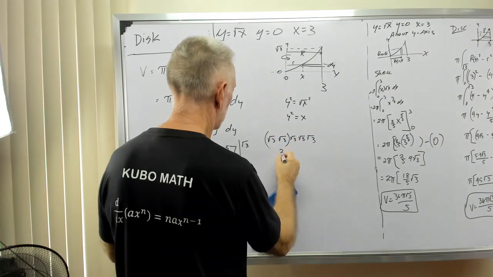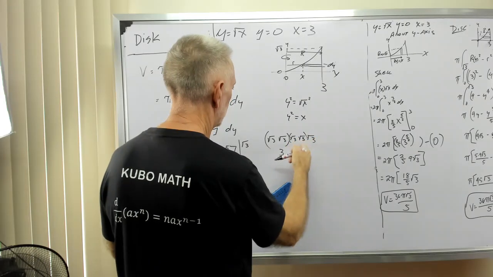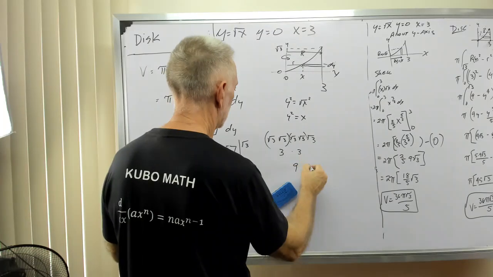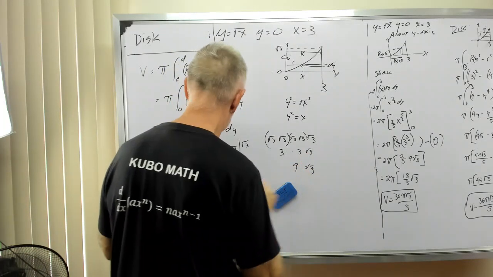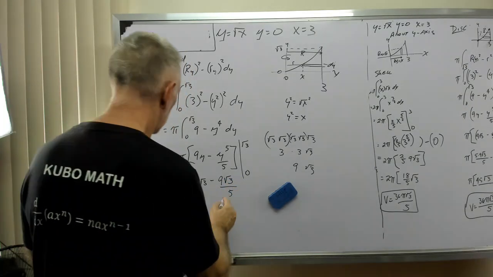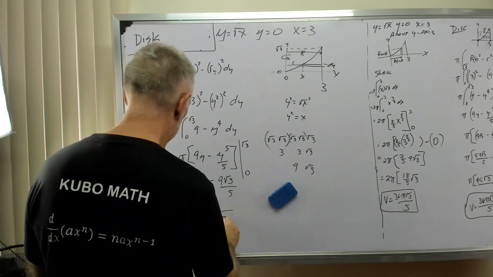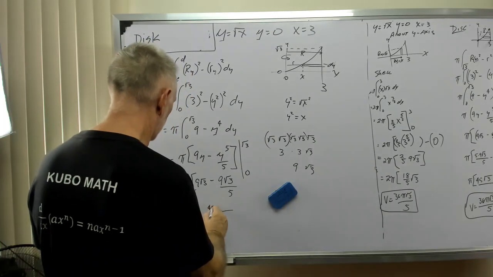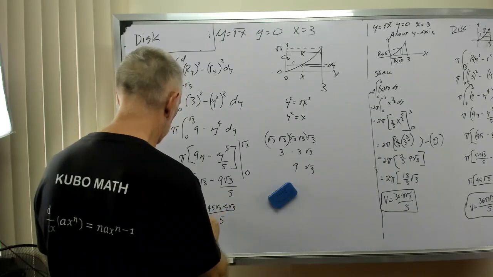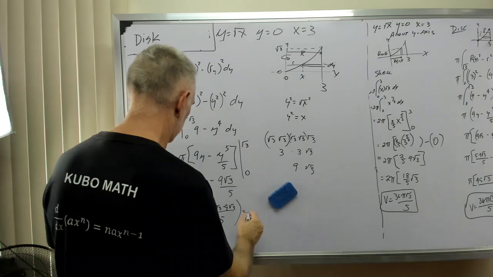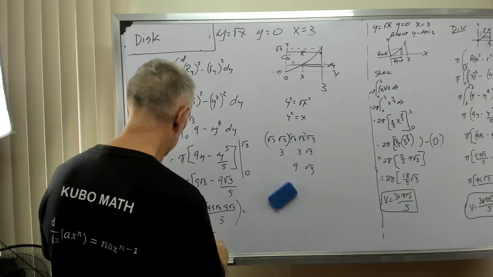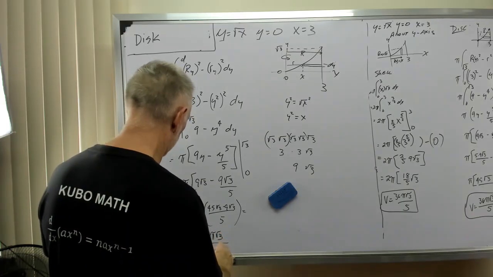Square root of 3 times square root of 3 is 3. Square root of 3 times square root of 3 is 3. Which is 9 times square root 3. So 9 square root 3 over 5. Now if I get a common denominator of 5, 9 times 5 is 45 square root 3 minus 9 square root 3, both over 5 times pi. So what does that give me? 36. So my volume is 36 pi square root 3 over 5.